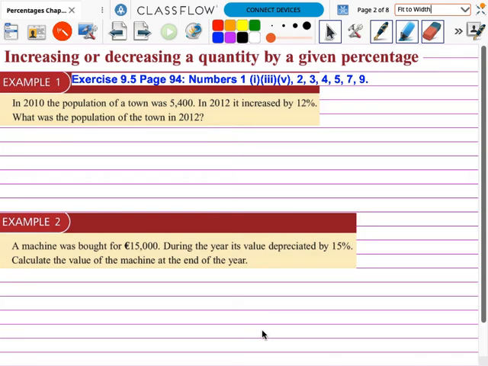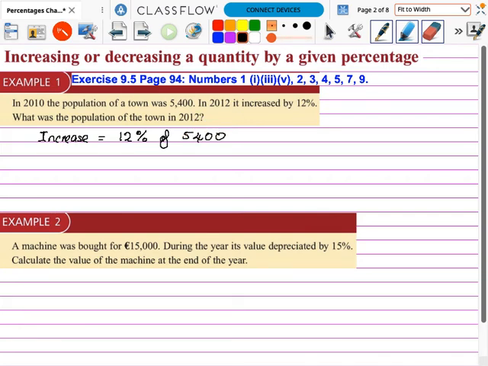We want to find out what the new population of the town is if we increase this original population by 12%. So the first thing is, there are three different ways of working this out. I'm going to choose just one for the moment, and we're looking at what's the actual increase. Well, the actual increase is 12%. Of what? Well, it's the increase of 5,400 people in the population.